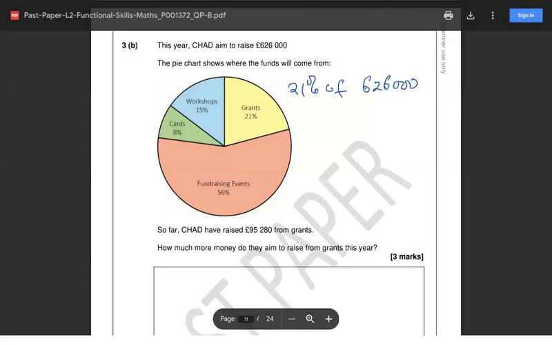So that gives you 131,460. Then the amount already raised is 95,280, so 131,460 minus 95,280 gives you 36,180 more.